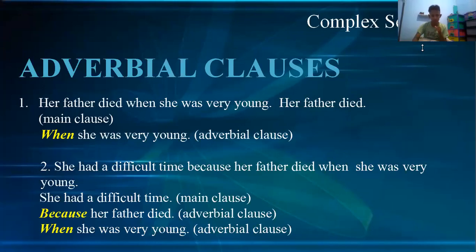Second, she had a difficult time because her father died when she was very young. She had a difficult time is the main clause, because her father died is the first adverbial clause, and when she was very young is the second adverbial clause. So we have two adverbial clauses in here.